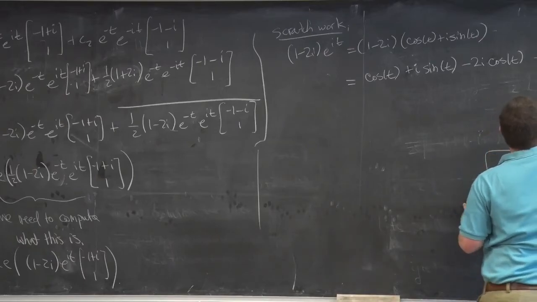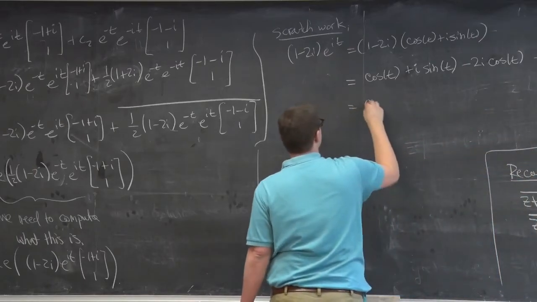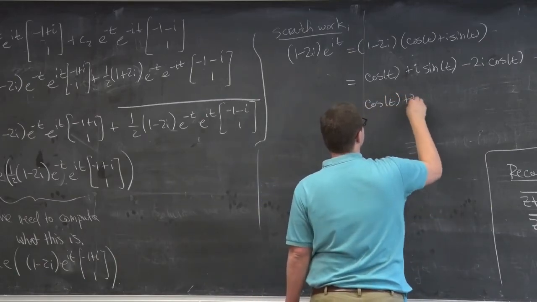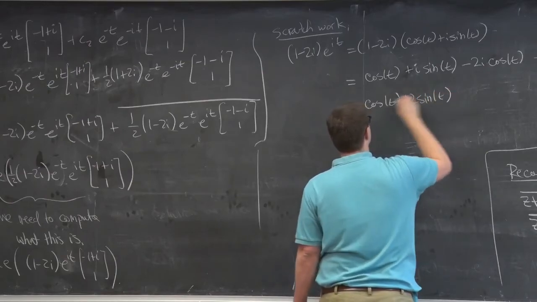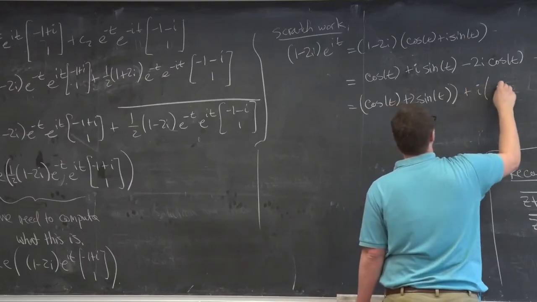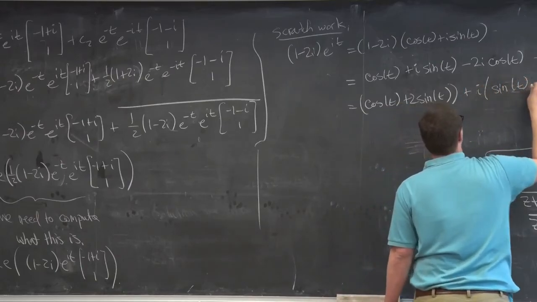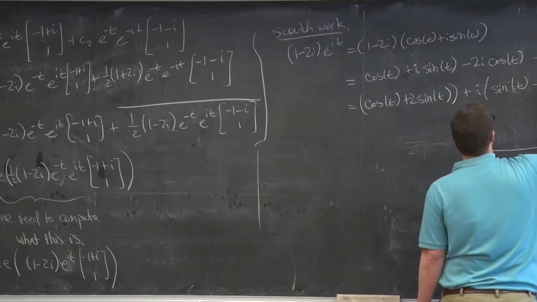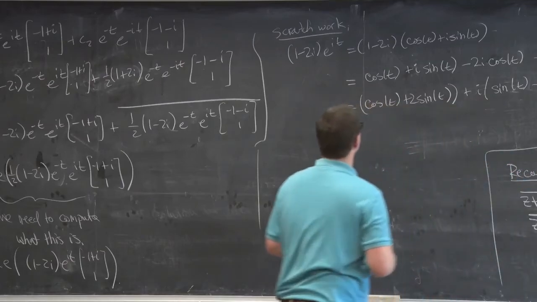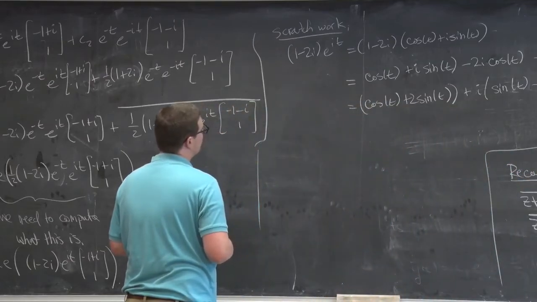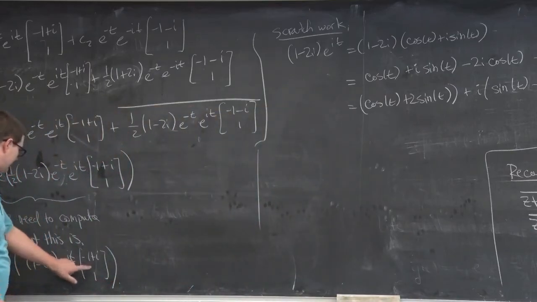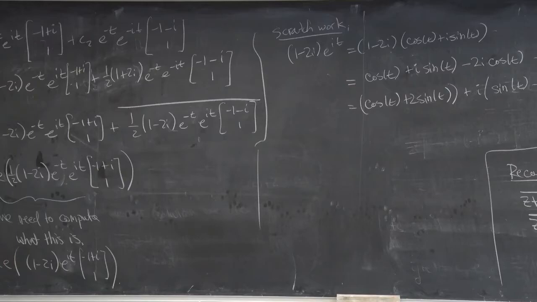And then we have a minus 2i times i sine t. Okay, so this is going to be cosine t, and we'll break it up into real and imaginary parts. So plus 2 sine t, okay, plus i times sine t minus 2, I guess minus 2 cosine t. Okay, so we have that. I guess we do care about this imaginary part because we're going to have to multiply it times this thing later, this part here.